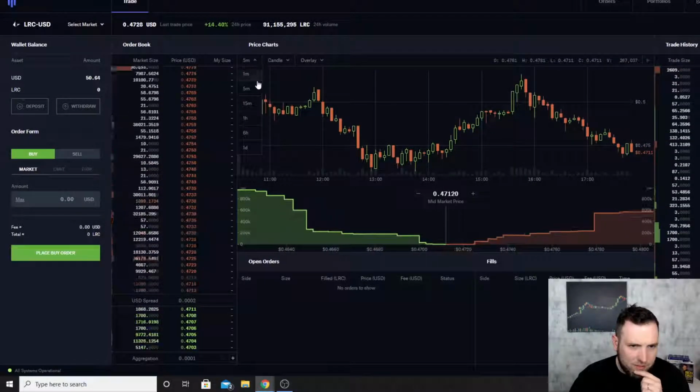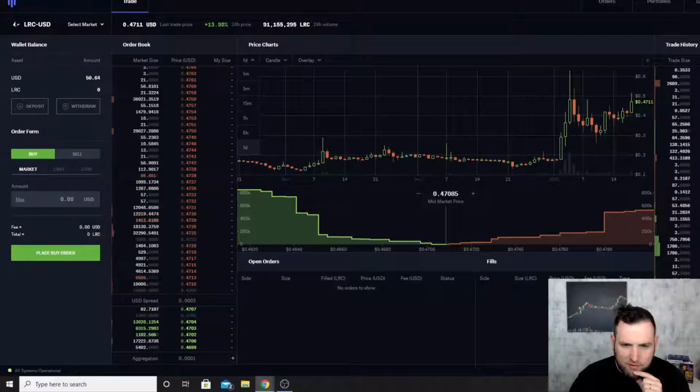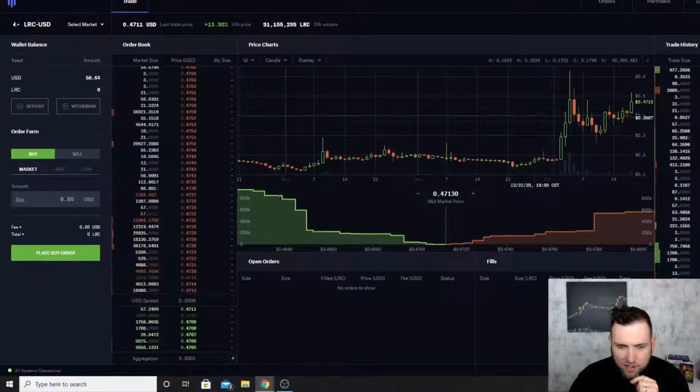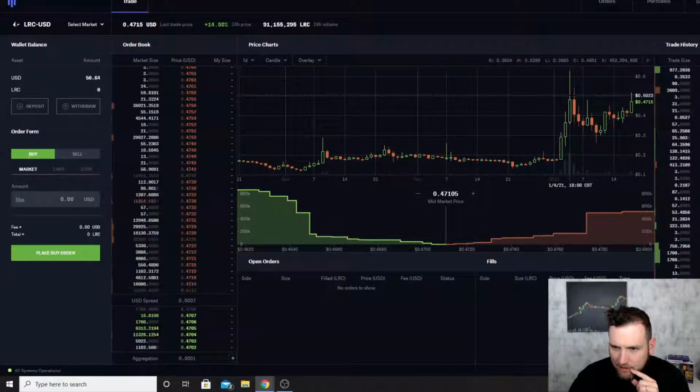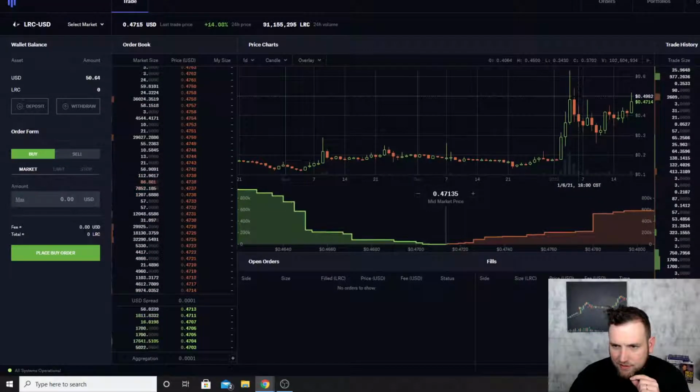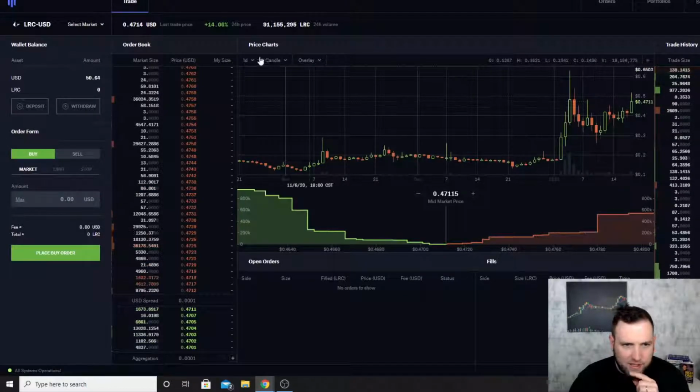Let's see. I'm going to look back at the chart. You want to be looking at your charts to get an idea of what's going on when you're day trading anything. So we can see there that 50 cents is very strong resistance. If it could break 50 cents, it does have room up to 60 cents on the daily chart.